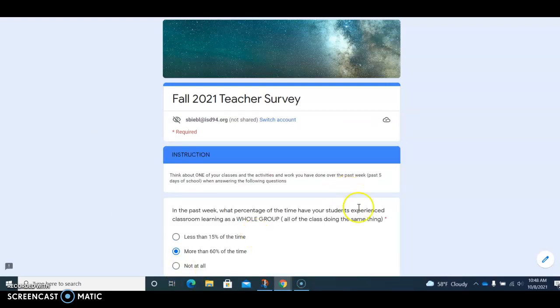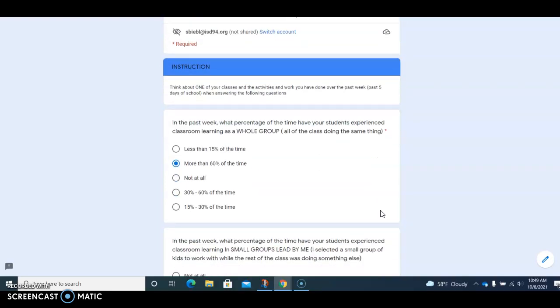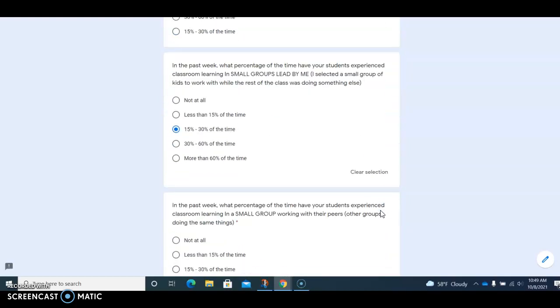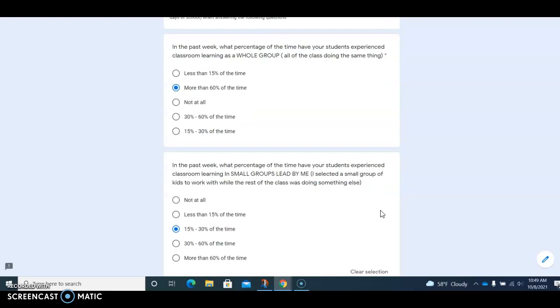All right, so the first part is based on instruction. You're going to answer the question based on about how much time approximately you think you spent doing these different things. So was your instruction whole group, small group led by you, small group cooperative where they're working with their peers? And again, just be approximate with those percentages.